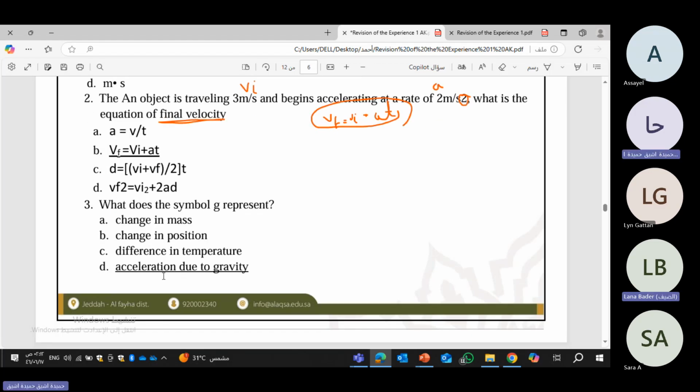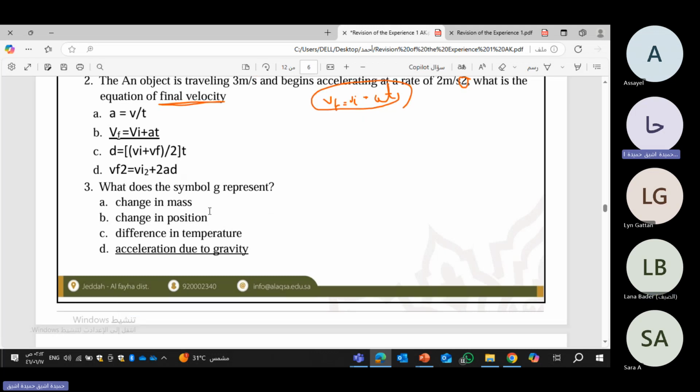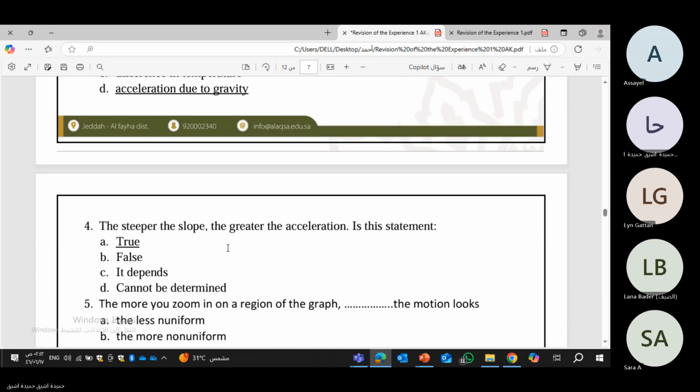Okay, thank you. What about G? The symbol G represents what? Acceleration due to gravity, excellent. You can say free fall, you can say gravity, you can say acceleration due to gravity, all of them are correct. Okay?